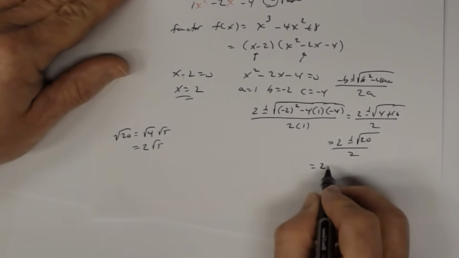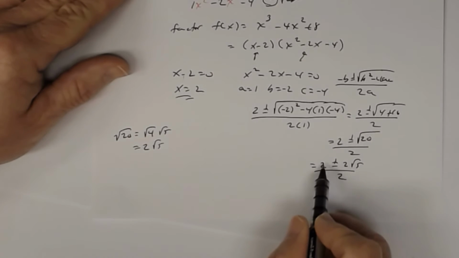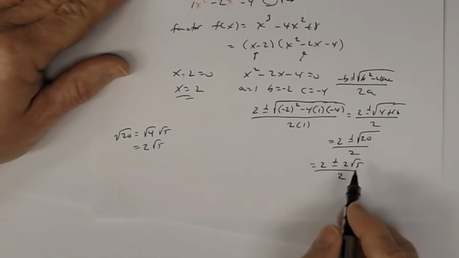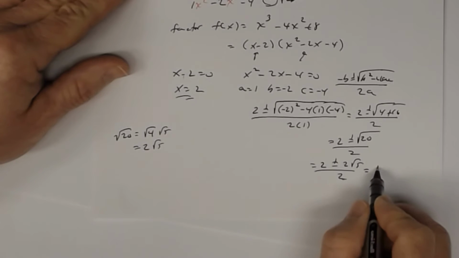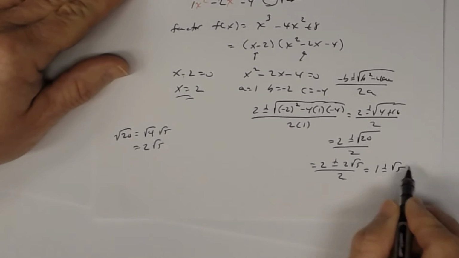And so I'm going to rewrite 2 square root of 5 here. So this becomes 2 plus or minus 2 square root of 5 divided by 2. And notice these 2's are divisible by this 2. So 2 divided by 2 is 1, 2 divided by 2 is 1. So you get 1 plus or minus the square root of 5.